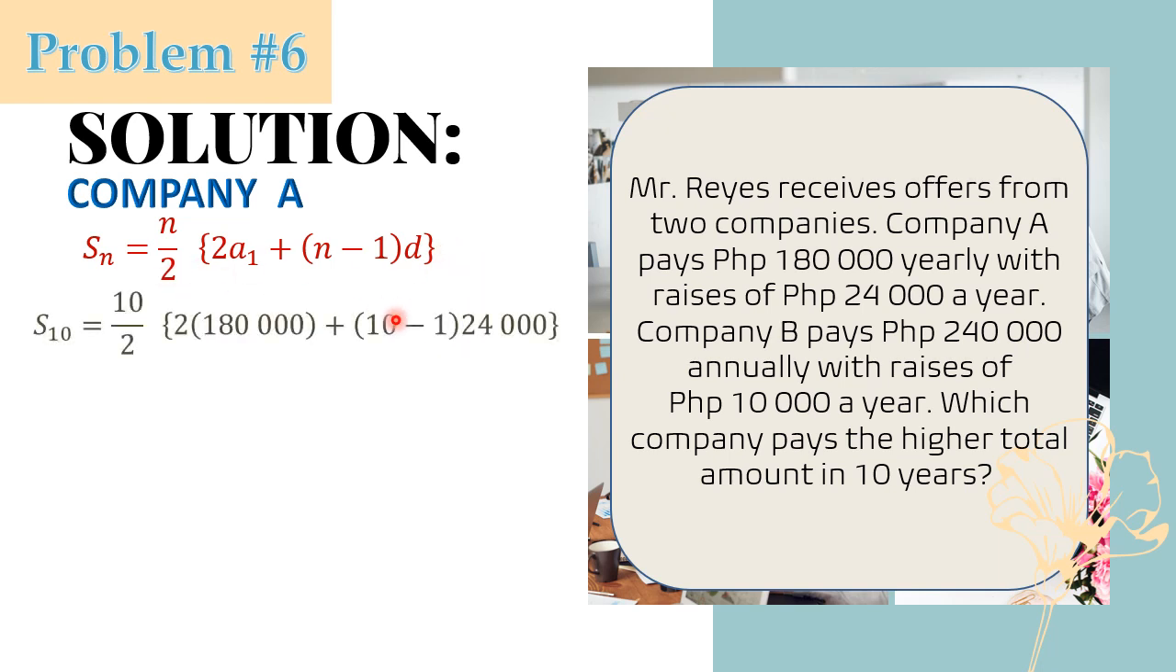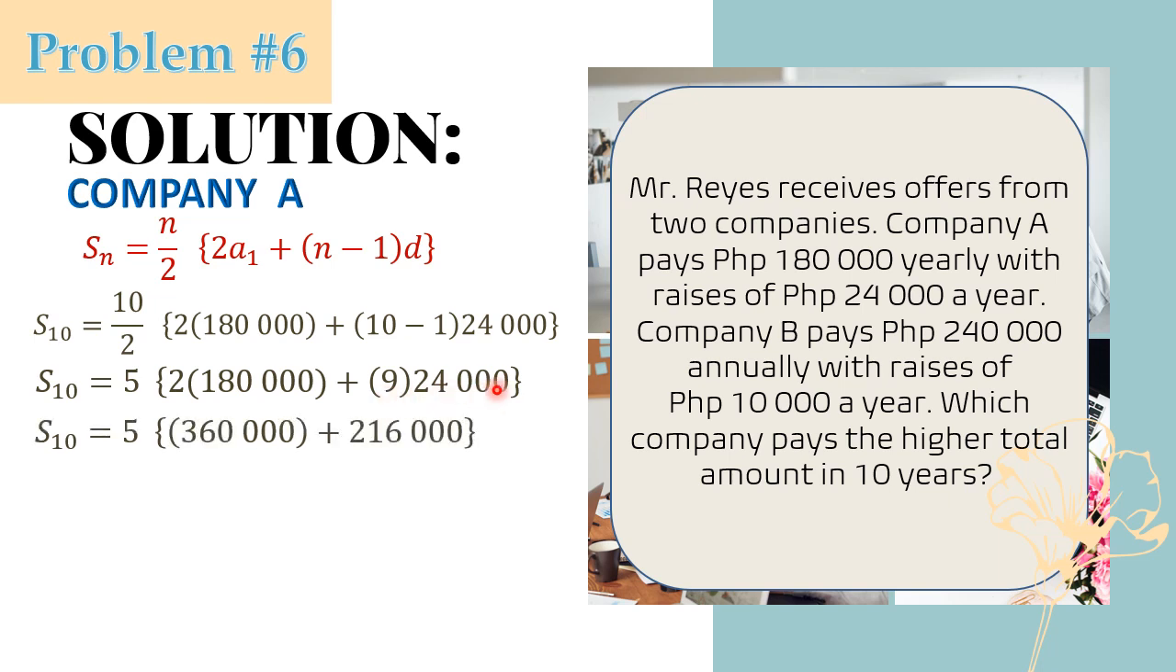Substituting in the formula, our n is 10 because we are looking for the sum of the payment that we will receive for 10 years. Then a sub 1, for company A, the first salary offered is 180,000, and our d is 24,000. This is the yearly increase in salary for company A. Evaluating the operations, 10 minus 1 is 9.